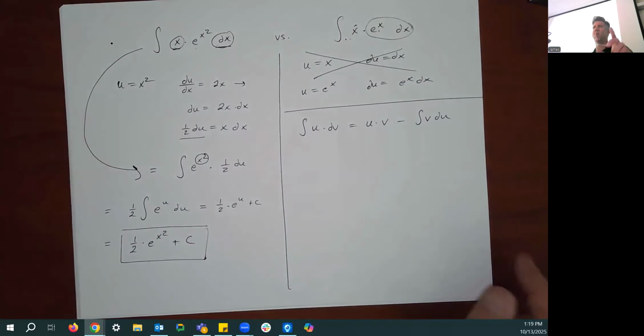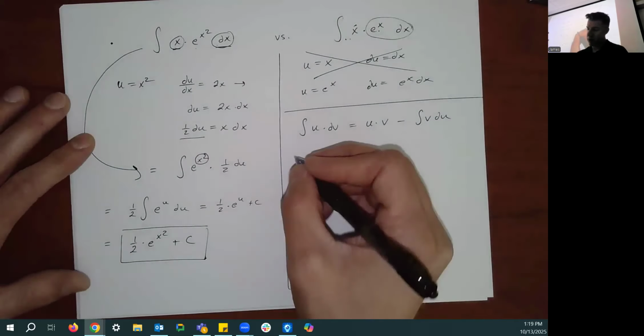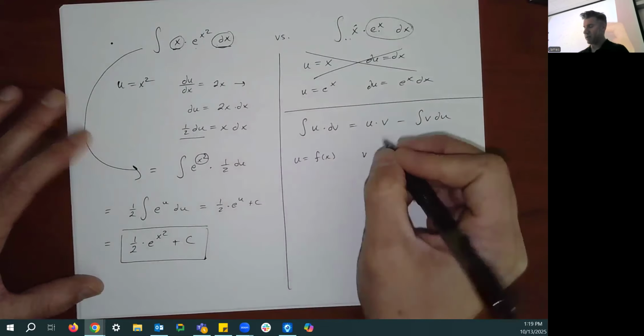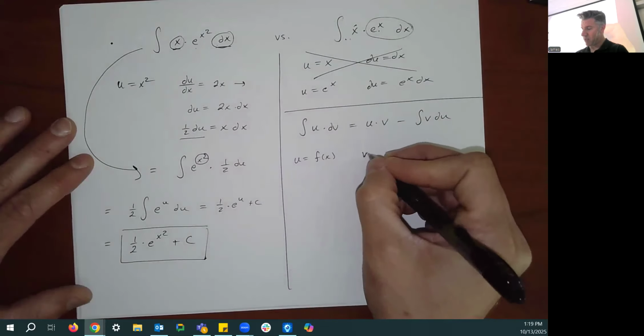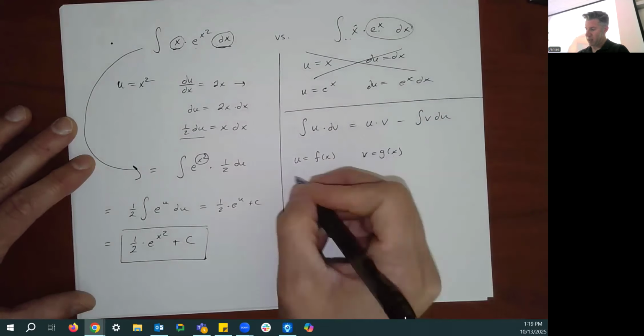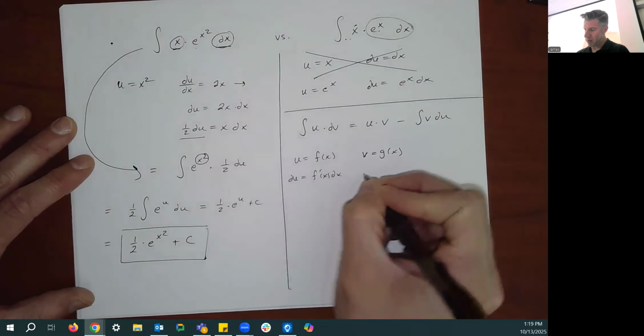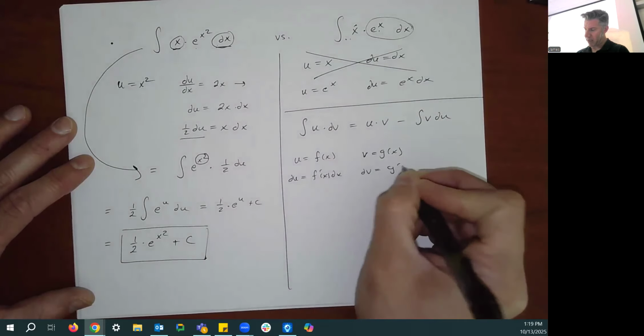And I think either somewhere in someone's notes or in the textbook, they do something like this. They say u is equal to f of x, and you don't need to write this down, by the way, if you do not want to. And v is equal to g of x. And your du is essentially f prime of x dx, and your dv is g prime of x dx.